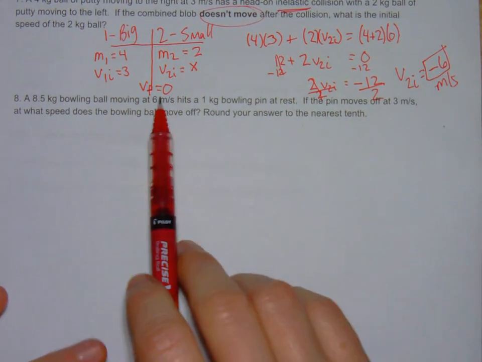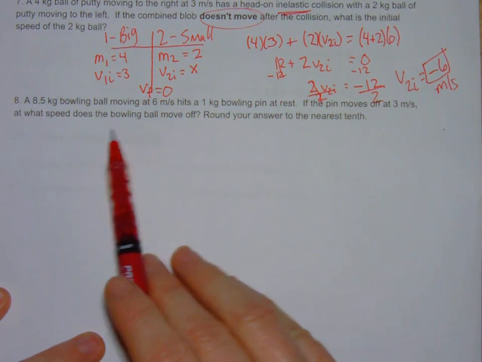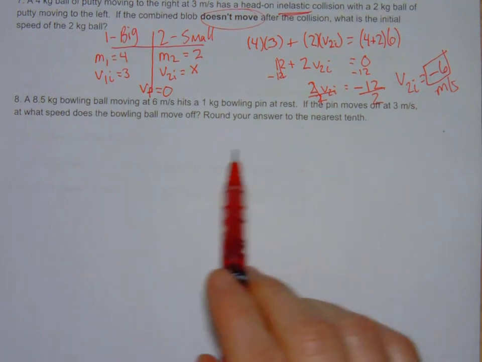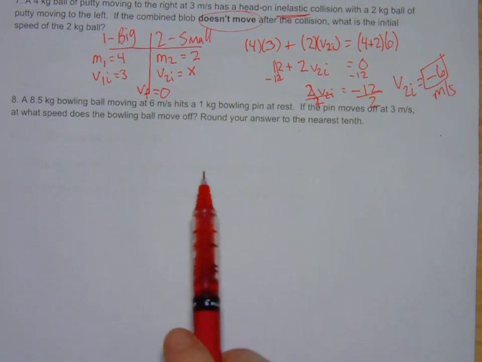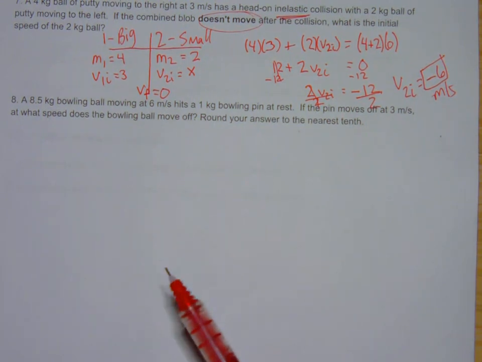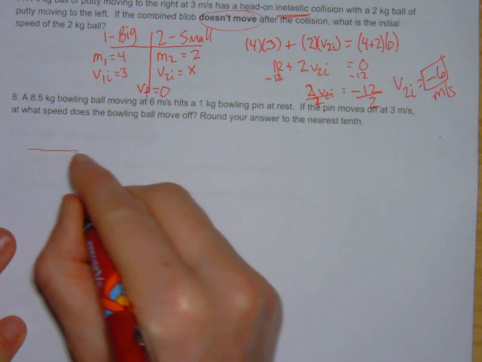Number 8, we have a bowling ball. It's going down a lane, hits a bowling pin. We're looking for what speed does the bowling ball move off. So we're looking essentially for the rebound of the bowling ball. I think we've probably all had enough experience with bowling that we know that they don't stick to the pins, right? They're separate at the end. So this is an elastic equation.